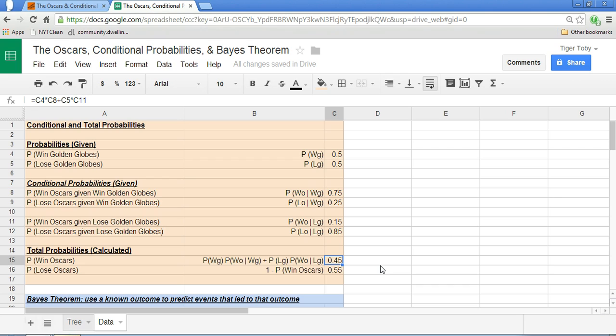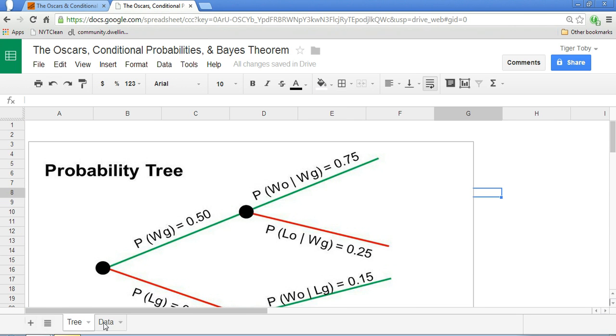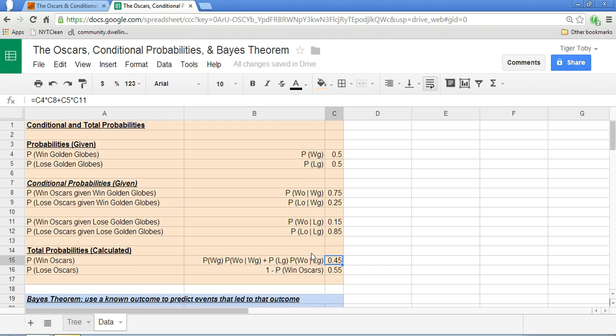Okay, so what did we learn? We learned about probabilities, conditional probabilities, and how to calculate the overall probabilities given the conditional probabilities. Again, it's a great resource to use. A probability tree helps you to visualize the data, and then you can turn to your Google spreadsheet to calculate the total probability of, say, winning the Oscars. Now, if you want to calculate the probability of losing the Oscars, it's very simply 1 minus the probability of winning the Oscars, which we have down here at 55%.